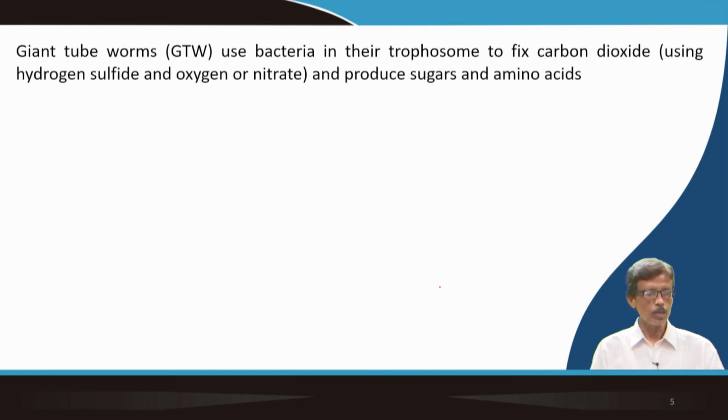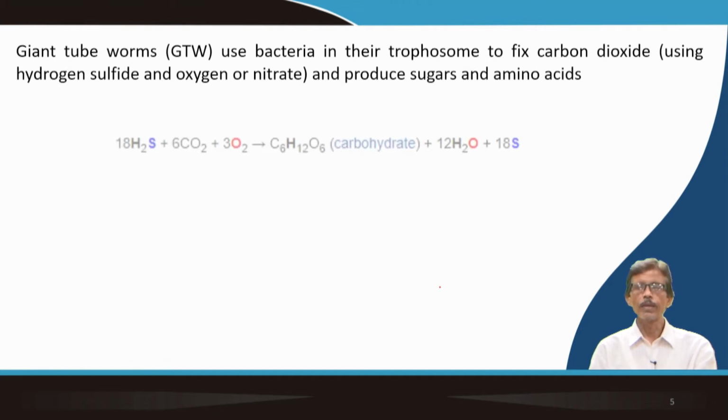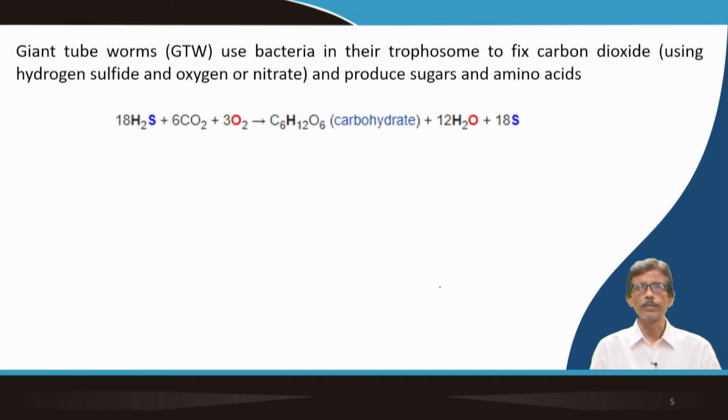Likewise, not only bacteria, but also worms, giant tube worms (GTW), use some bacteria in their trophosome, not chromosome, it is trophosome, to fix carbon dioxide using hydrogen sulfide and oxygen or nitrate, and produce sugars and amino acids. It is a very beautiful chemical conversion that can happen by the bacteria only, such that it can produce sugar and amino acid.